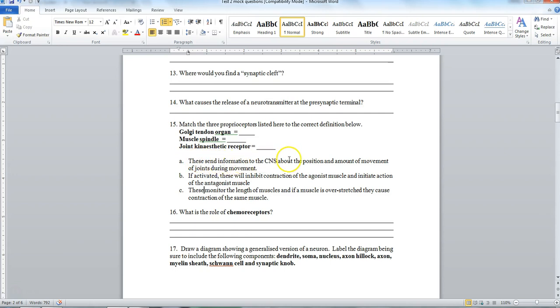A, these send information to the CNS about the position and amount of movement of joints during movement. That is, of course, the joint kinesthetic receptor. Answer is A. If activated, these will inhibit contraction of the contracting muscle or agonist, and they might initiate action of the antagonist muscle. That is the Golgi tendon organ. And that leaves these that monitor the length of muscles, and if a muscle is overstretched, they cause contraction of that muscle. That is the muscle spindle. So C. So chucking those ones in.